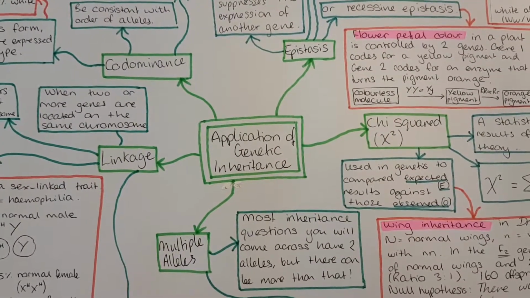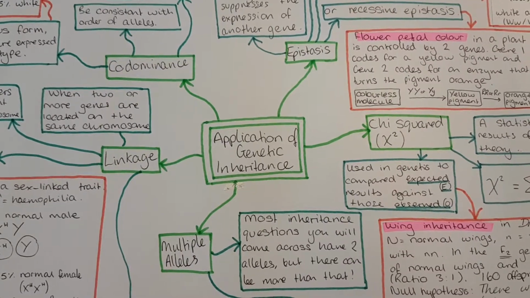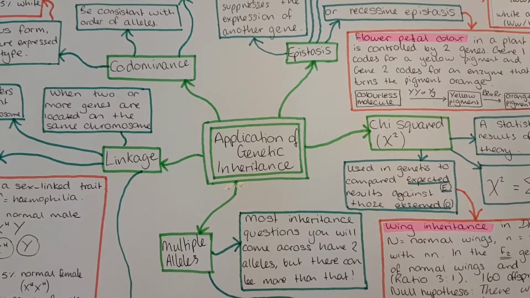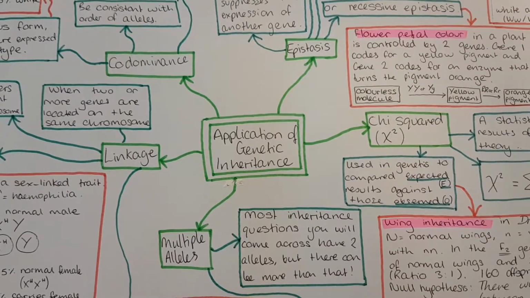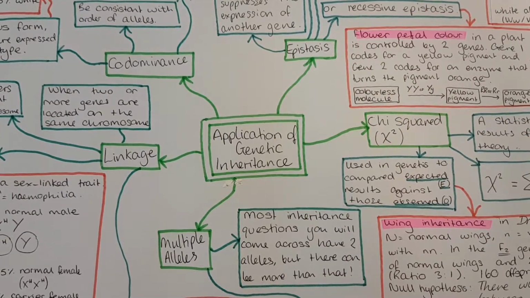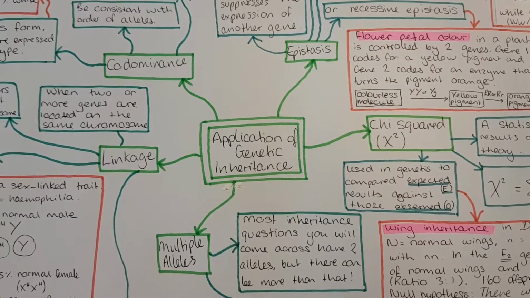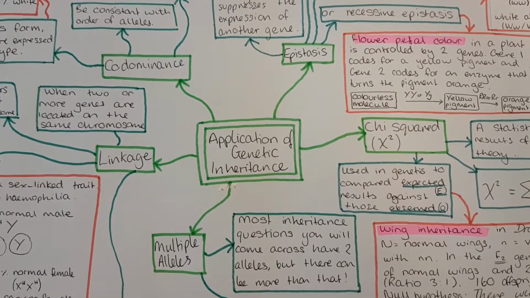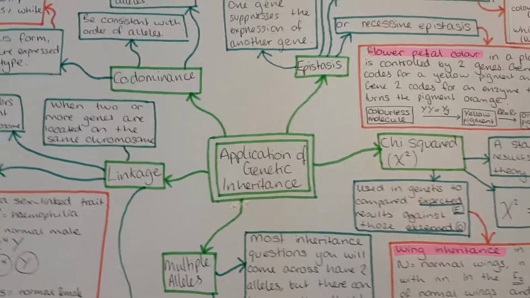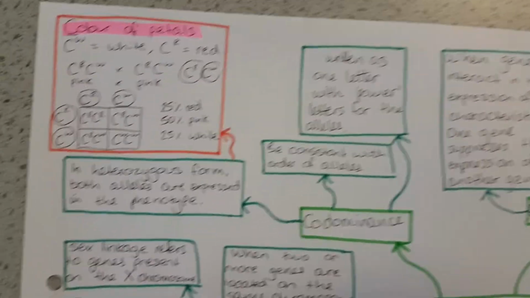Following on from my introduction to inheritance, this is application of genetic inheritance. We've looked at the basics of monohybrid and dihybrid inheritance and how to lay it all out. And now there are a few extra exceptions to the rule and extra things we need to know about. The first thing I want to talk to you about is codominance.